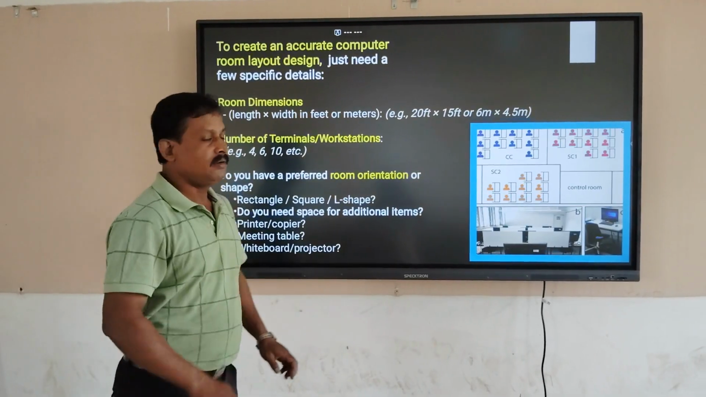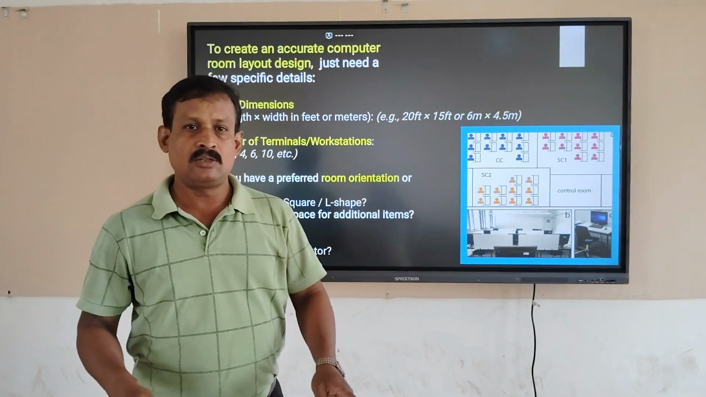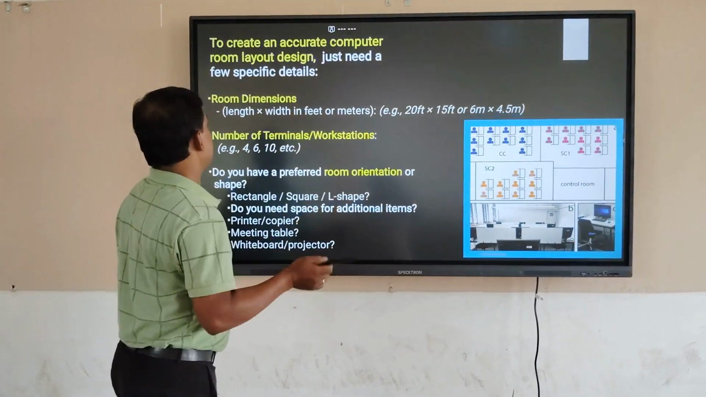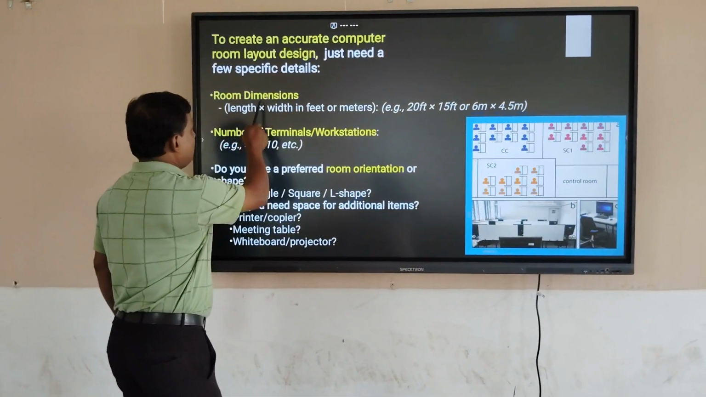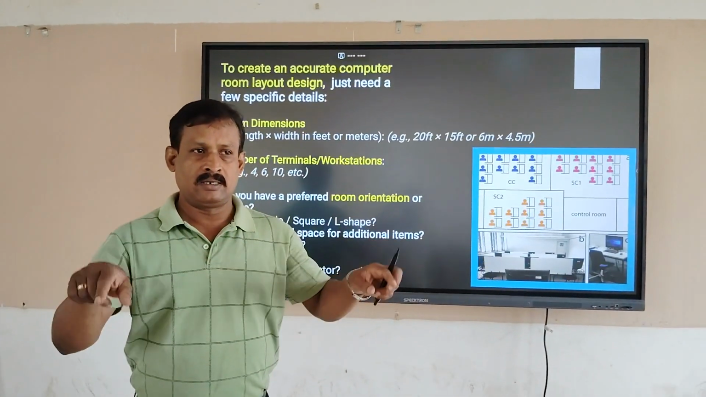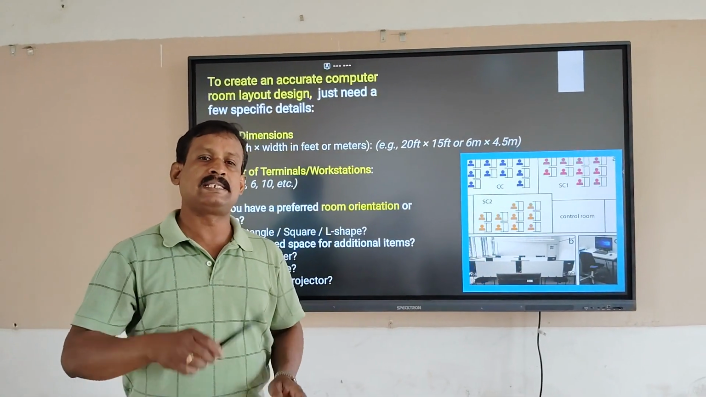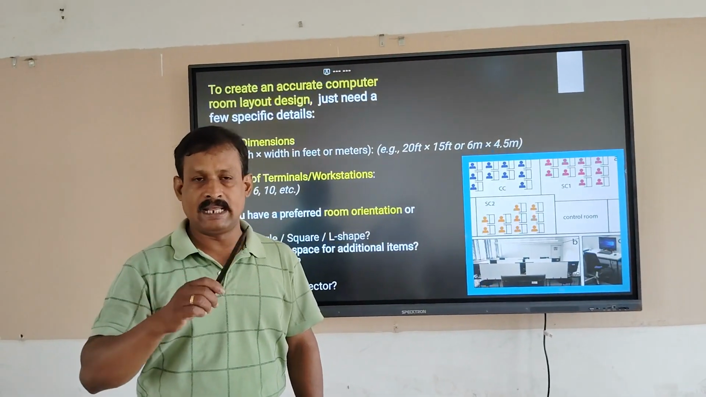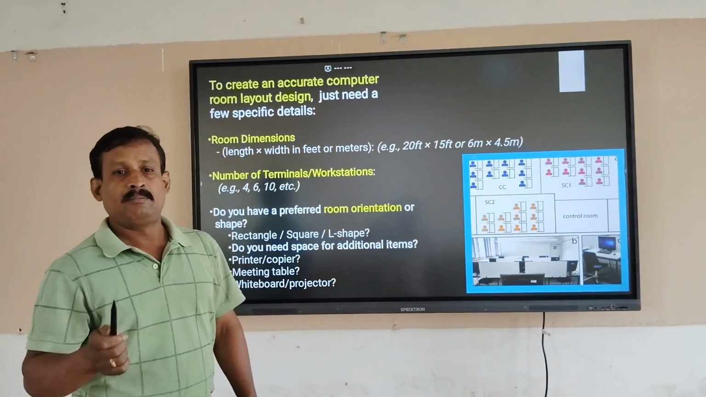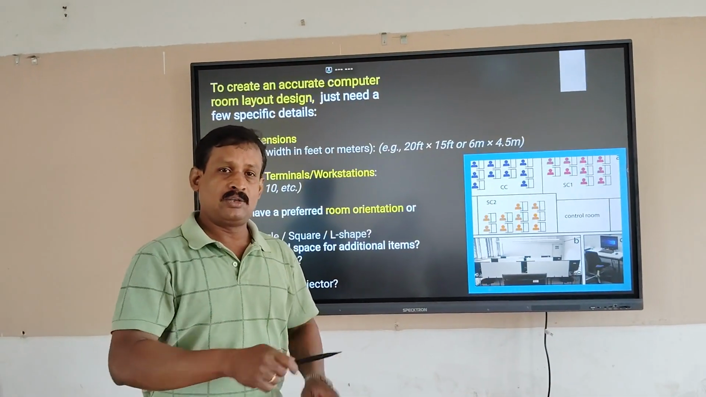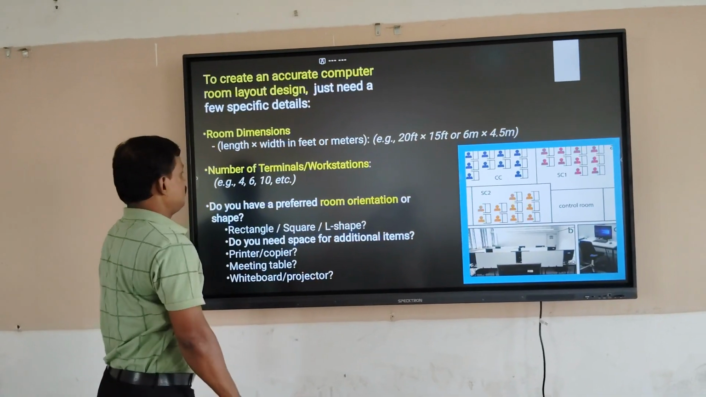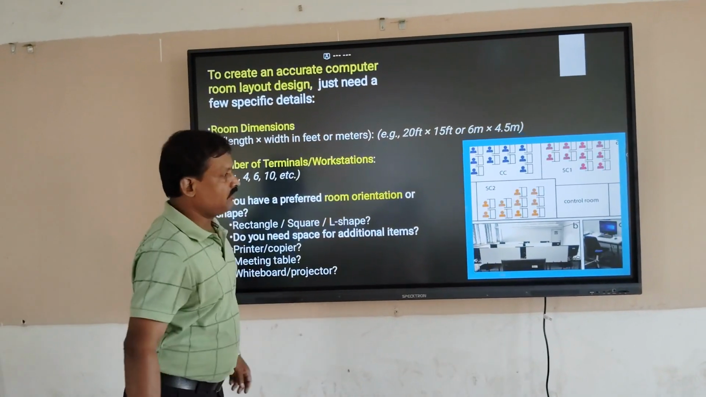Then, whenever we design the whole area of the computer center, we should consider the dimension of the room. Suppose हमारे पास एक square size का room है, it is better. Or if you have a rectangular area, then it is better. क्यों better है? Because we can utilize the whole area. So room dimension. Then number of terminals and workstations.